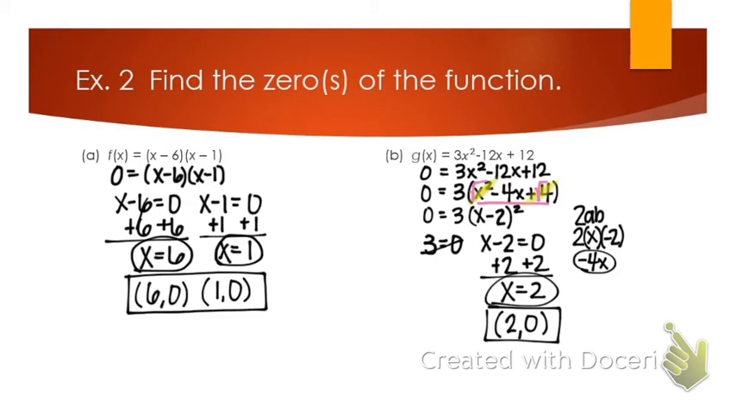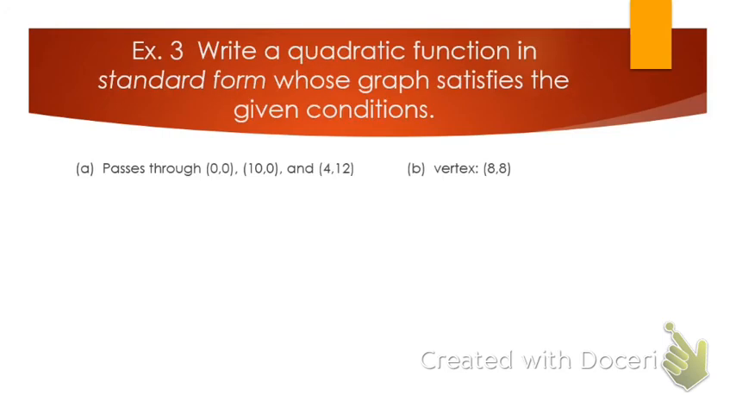But look at example 3. This is brand new. So stay with me, and I'm going to make it as simple as I can. We're supposed to write a quadratic function in standard form. So go ahead and highlight standard form, because that's the final form that your answer should be in, whose graph satisfies the given condition. Now, before we move any further, let's write down the standard form. That way we have a visual of what our final answer should look like.